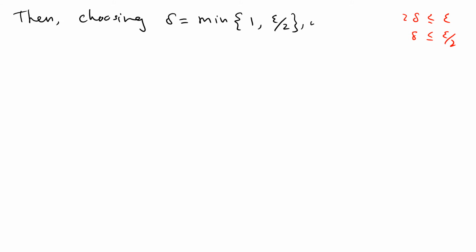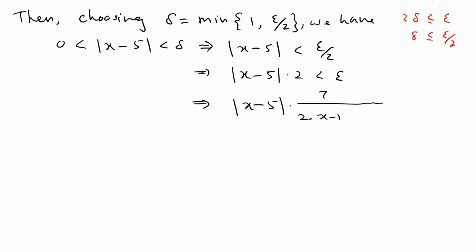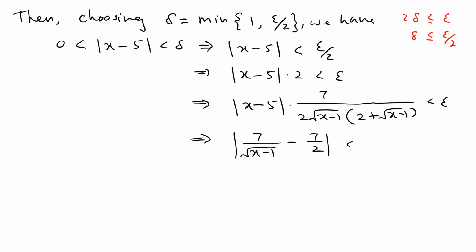So then we can write all the nice implications. 0 less than the absolute value of x minus 5 less than delta, which implies the absolute value of x minus 5 is less than epsilon over 2, because you can pick anything you like. Then multiply by 2, we can write this as the absolute value of x minus 5 times 2 less than epsilon. Since 2 is the largest value, you can replace this by something smaller. So you can write this as 7 over the large expression 2 plus the square root of x minus 1, times the absolute value of x minus 5, less than epsilon. And now you can see this all simplifies to the absolute value of 7 over the square root of x minus 1, minus 7 half, less than epsilon.